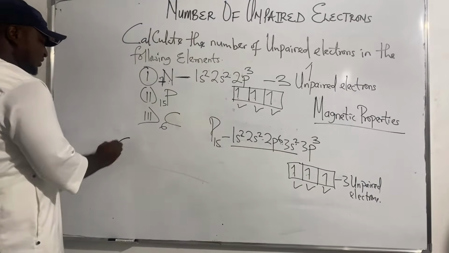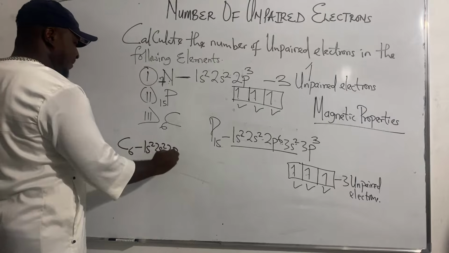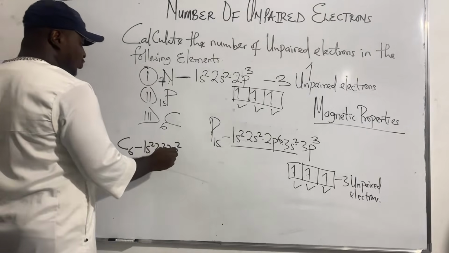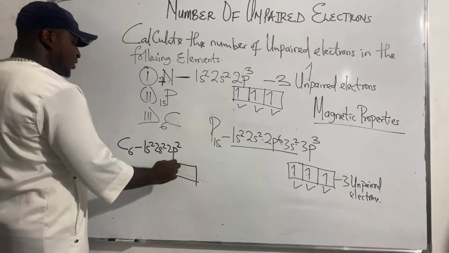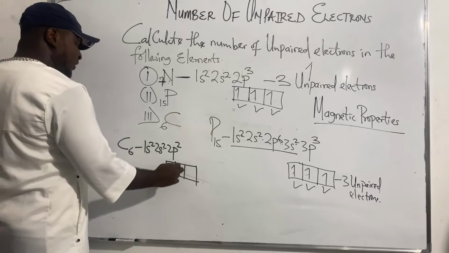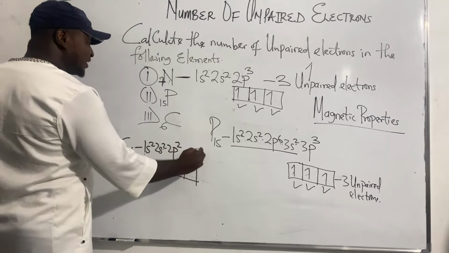Carbon is 6. 1s2, 2s2, 2p2. Because 2 plus 2 is 4, 4 plus 2 is 6, 2p2. It falls on the P block, so we say 1, 2. You have only 2 electrons you are filling. So carbon contains 2 unpaired electrons, class.